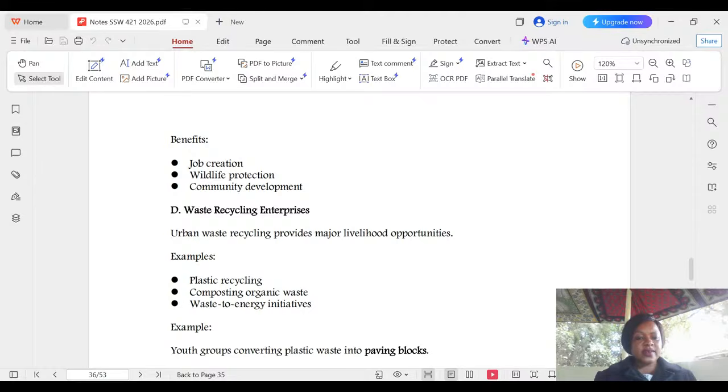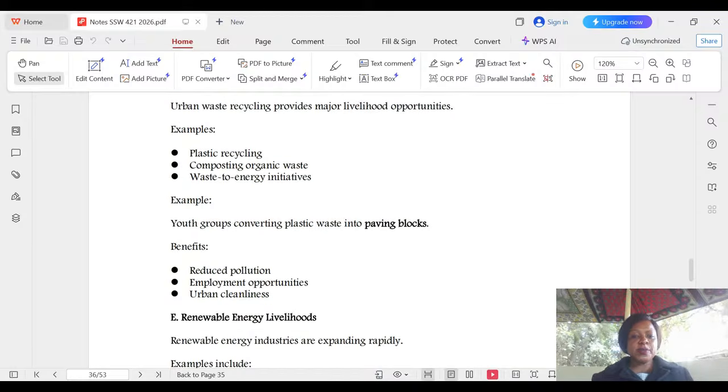And then waste to energy initiatives. Okay, something which is considered a waste but can be used as energy, for example, like black soldier fly, which can be used immediately to feed animals in the farm. So, for example, youth groups converting plastic waste into paving blocks. Okay, wonderful.